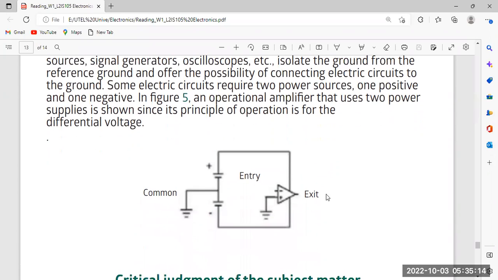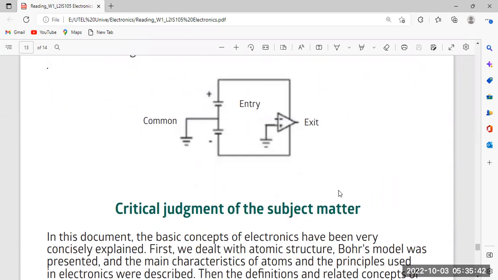This is a diagram of an op-amp, which is known as an operational amplifier. It uses two power supplies. One power supply is connected over here, the second power supply is connected over here. Their common point is grounded, and its positive terminal is also grounded. It is because it operates on the principle of differential voltage. So actually, this op-amp works on the difference of the two voltages which we apply.